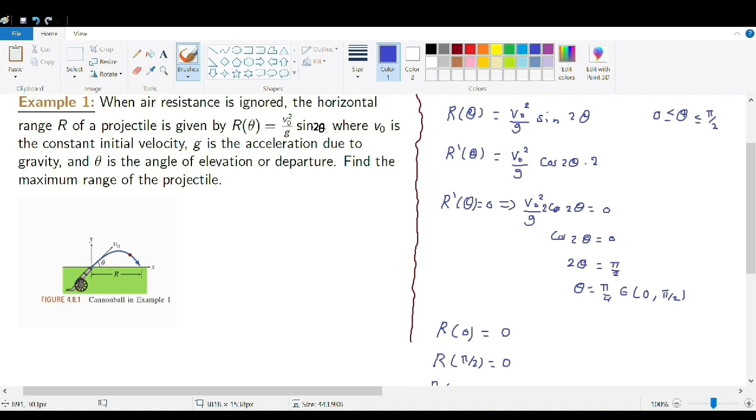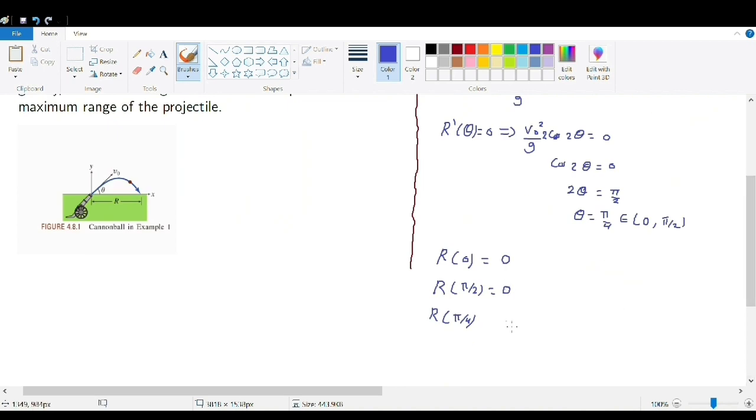For pi over 4, 2 multiplied by pi over 4 is pi over 2. Sine pi over 2 equals 1. So 1 multiplied by v naught squared over g gives v naught squared over g. Here v naught is the velocity and g is the gravity. So the highest value is v naught squared over g.